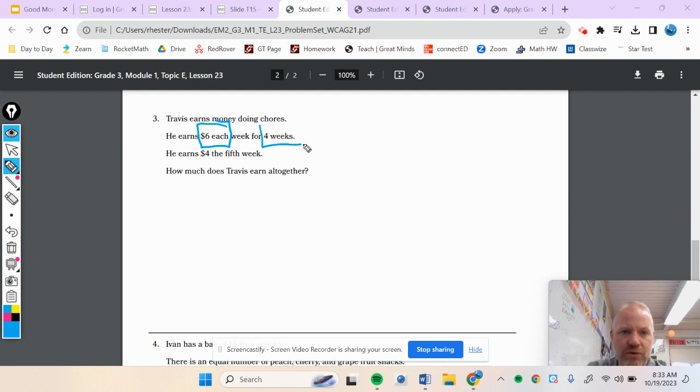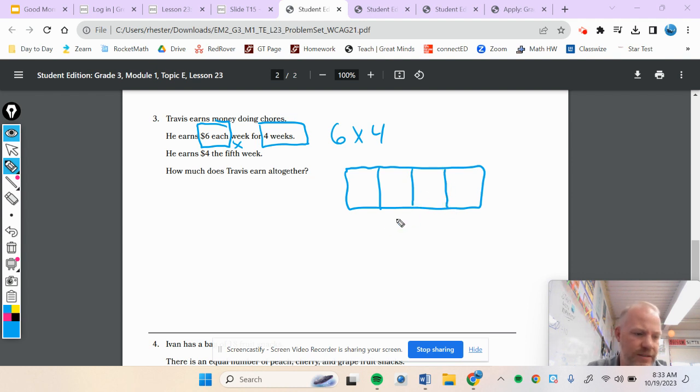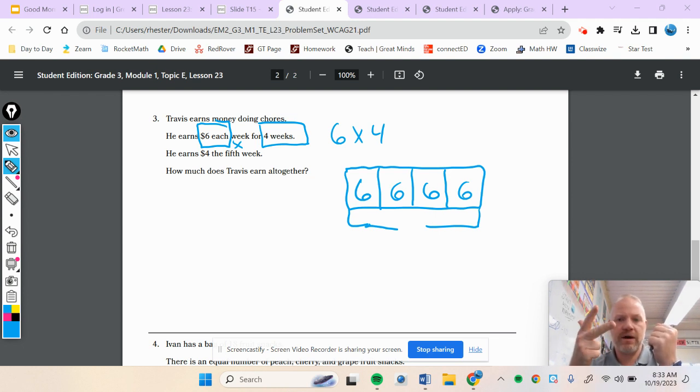Travis earns money doing chores. He earns $6 each week for 4 weeks. So that tells me 6 times 4. Now, 6 is each, 4 is the amount of weeks. So it's 1, 2, 3 cuts to make 4 weeks. Then there's 6 in each. I don't know my 6s, but I know my 4s, so I'm going to count my 4s. 4, 8, 12, 16, 20, 24. 6 fours is 24. So he had $24 in 4 weeks.